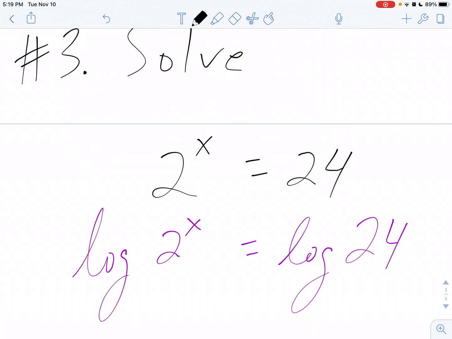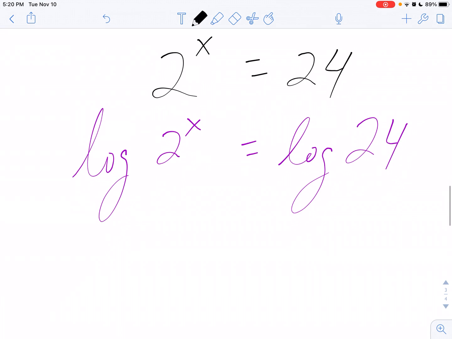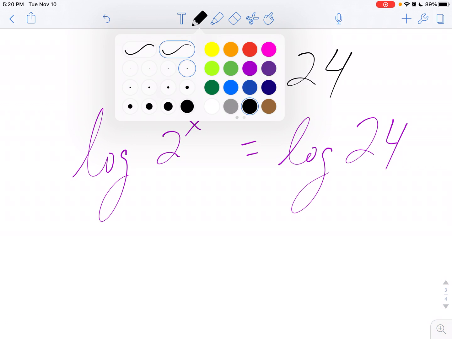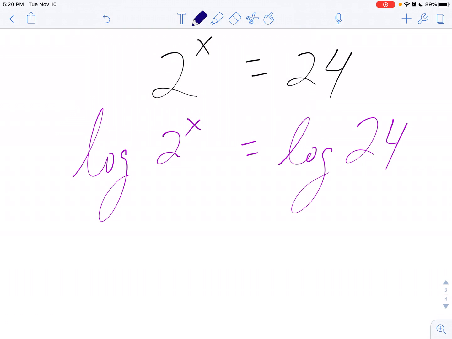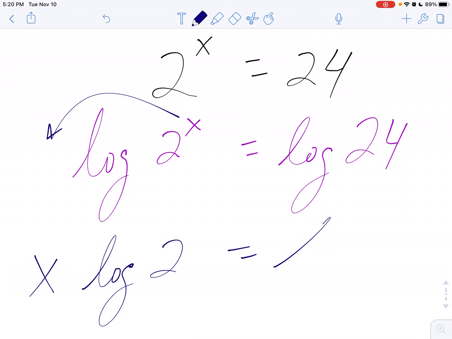When you think of the logarithm, think of it as just an operation. Think of it as adding something to both sides of an equation, or subtracting or dividing. So it's just a mathematical operation. Then once you do that, you can use the power rule. And so the x is going to drop down front. We get x log of 2 equals log of 24.